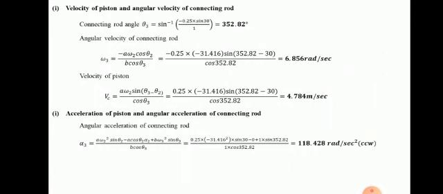Velocity of the piston Vc is equal to A omega 2 sin of theta 3 minus theta 2 divided by cos theta 3. That is 0.25 into minus 31.416 into sin of 352.82 minus 30 divided by cos 352.82, which is equal to 4.784 meter per second. Velocity of the piston is 4.784 meter per second. Now the acceleration of the piston and angular acceleration of the connecting rod.